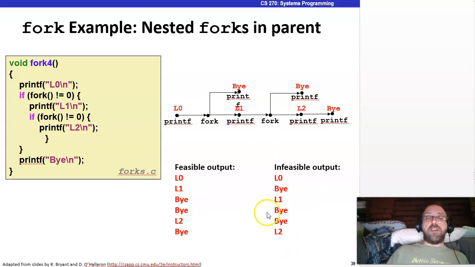Whereas this is an infeasible order. We can't have L2 as the last message. We can't have 3 byes before L2, because for this last bye, we have an arrow from L2 to bye. L2 has to happen first. It came earlier in the code, and it's in the same process.